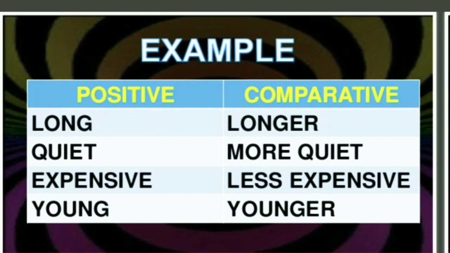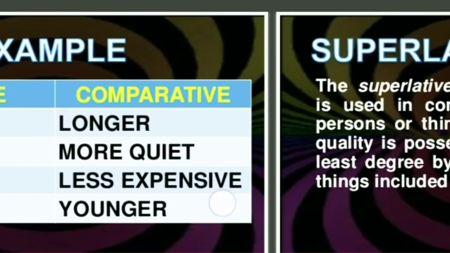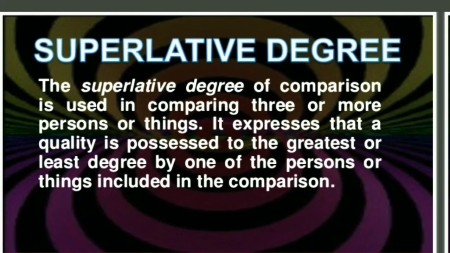Superlative degree. The superlative degree is used in comparison of three or more persons or things, or when we talk about a group, because three or more becomes a group. It expresses that a quality is possessed to the greatest or least degree by one of the persons or things included in the comparison. It can be the greatest, where one person is greatest amongst the others, or it can be the least quality or degree.